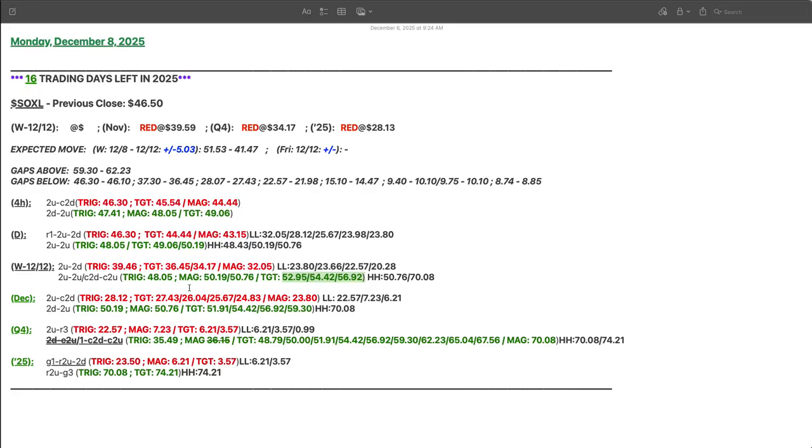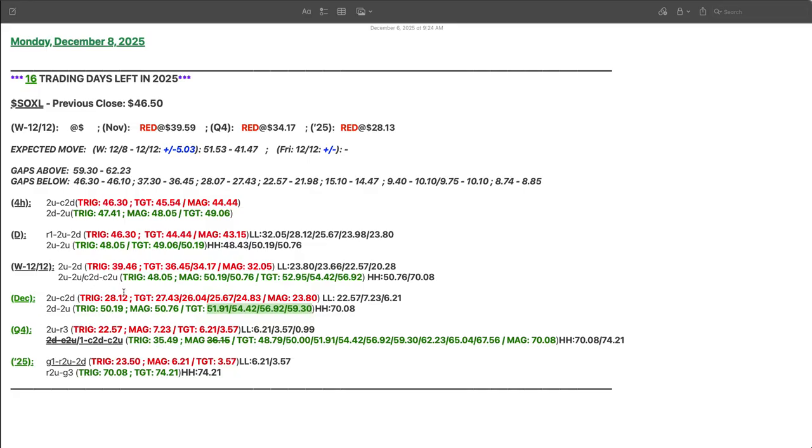All right. We talked about on the month, we are still an inside candle, but looking to breach that upside, triggering the 2 down, 2 up. If we do reach that 50.19 level, that triggers that 2 down, 2 up that we talked about that doesn't have a whole lot of magnitude, right? 50.76 is the magnitude for that move. So if we do reach that, we have our extended targets here.